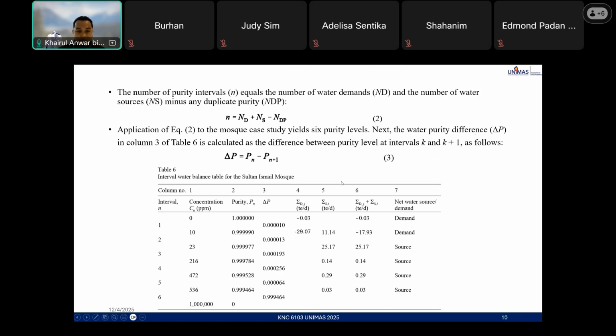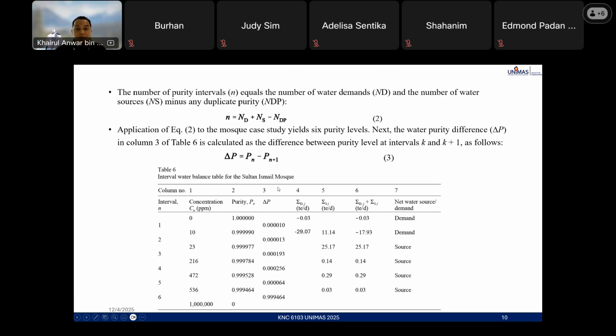Next, the water purity difference delta P, column number 3, is interpreted as the difference between the purity level of interval K and K plus 1. So this interval minus this interval. We subtract column 1 and column 2, so 1 minus 0.99999 is equal to 0.00001 and so on.